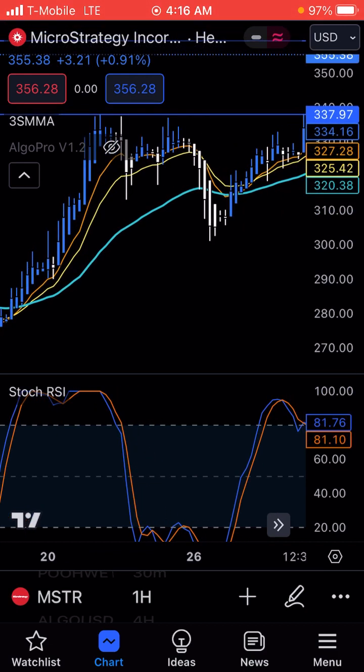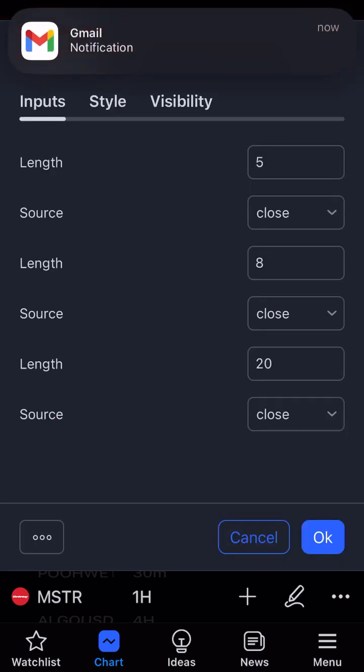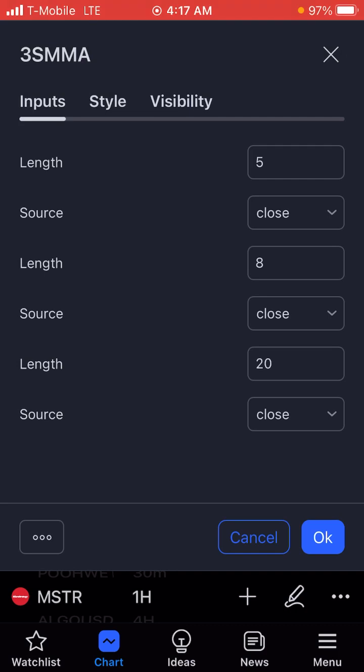I do have stochastic RSI, and there's also Algo Pro, which I'm going to go into in future videos. Because we use the 3 smooth moving averages, it allows us to have those other 2 indicators as well. So let me show you how to set it up. It's real simple. Once you set it up, you want to go to your inputs and change it to 5, 8, and 20.